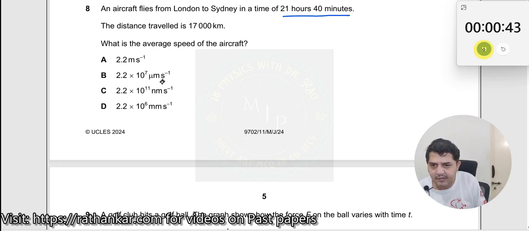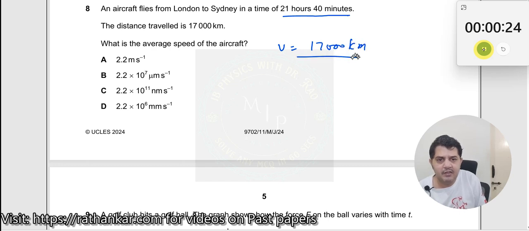See, there are two problems in this. One is the unit, and another is that the numbers are the same, so you need to convert the units and the suffixes, the values over here. So what we have is 17,000. What is the average speed? Average speed V is nothing but 17,000 kilometers divided by 21 hours and 40 minutes. This is what you should get.